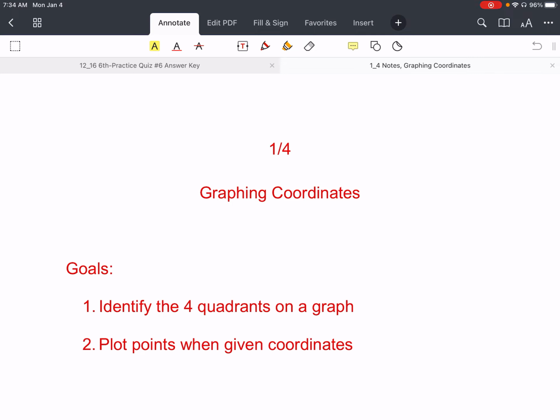Goal number one, identify the four quadrants on a graph. And we'll go through that in a bit. That's pretty simple, and it's always going to be the same, just something we need to memorize. And goal number two, we're going to be able to plot points when given coordinates. This is pretty fun and simple, but it's easy to make a little mistake.